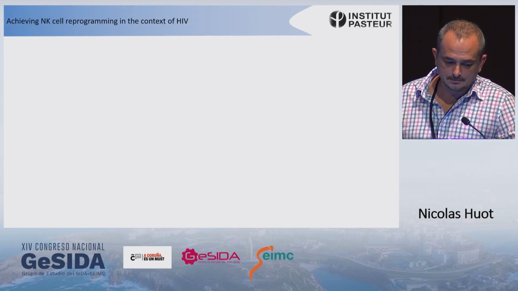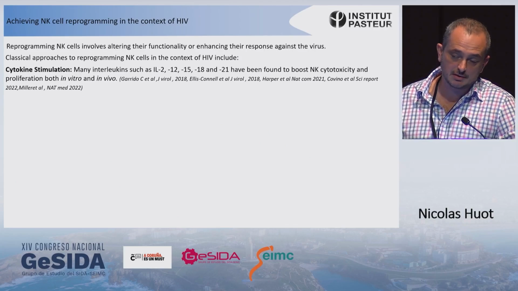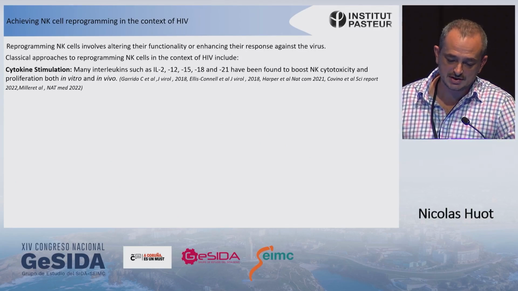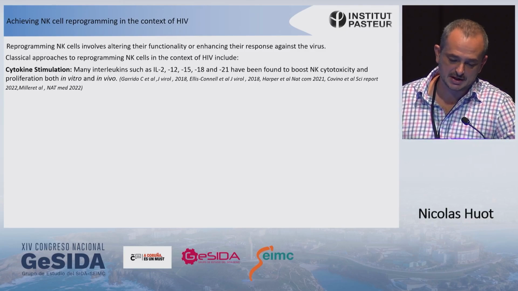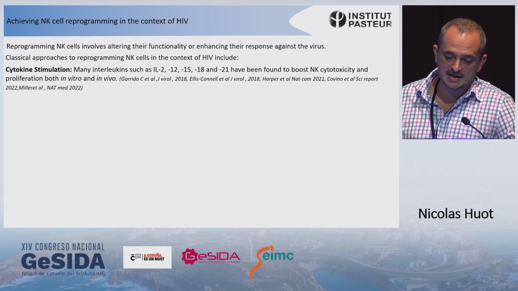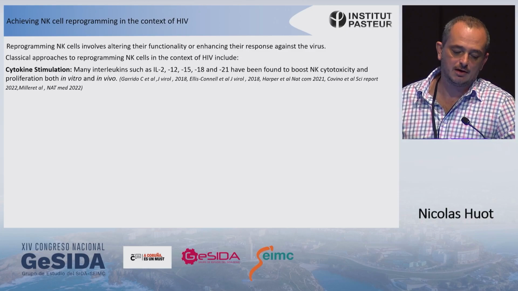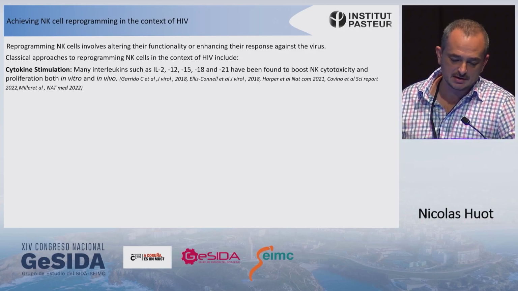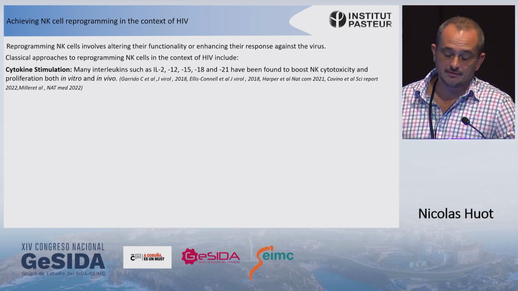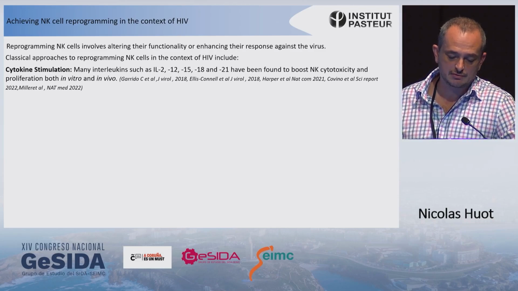So, just a few words on NK cell reprogramming. NK cell reprogramming is a goal to achieve, according to me, HIV eradication. There are many ways to induce NK cell reprogramming. Among the main studies is cytokine stimulation. Many interleukins, such as IL-2, IL-12, 15, 18, or 21, have been found to boost NK cell cytotoxicity and proliferation both in vitro and in vivo.